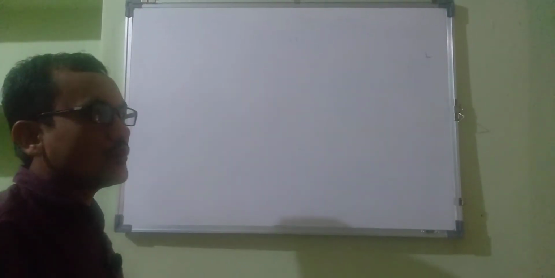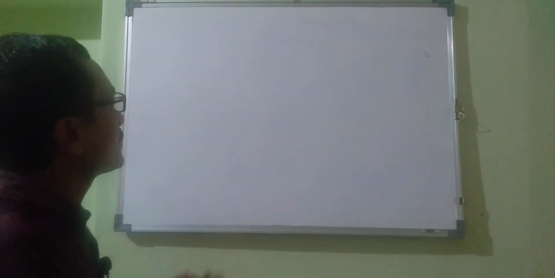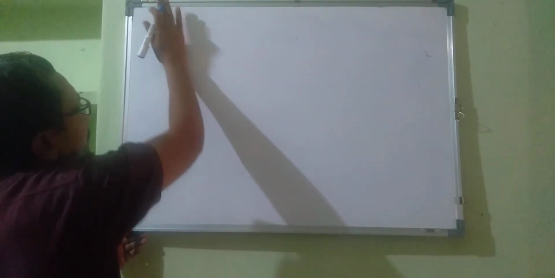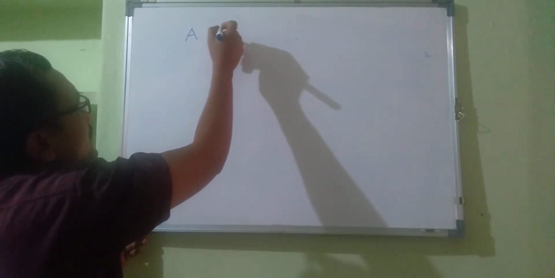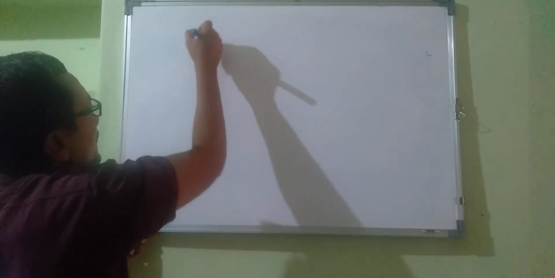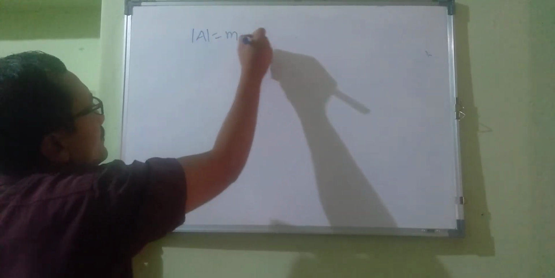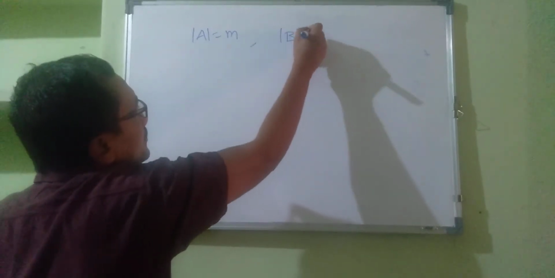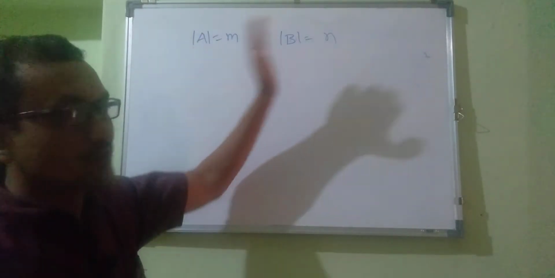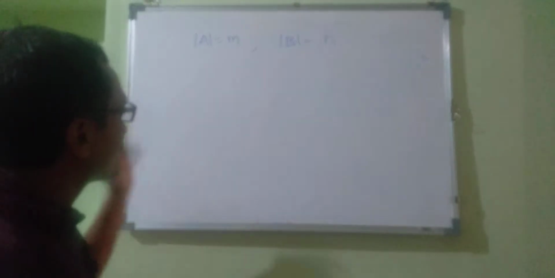Now the most important thing we have to see here is the number of functions from A to B. Suppose we have A as the domain and B as the codomain. The number of members in A is m, and the number of members in B is n. Now we have to find the number of functions from A to B. So how to find these numbers? We have a formula.